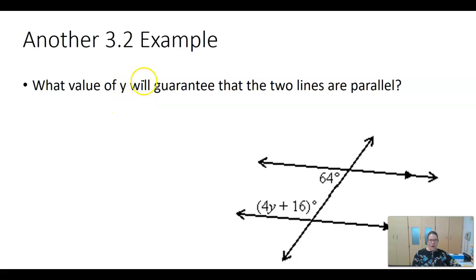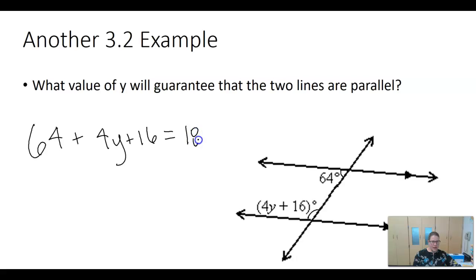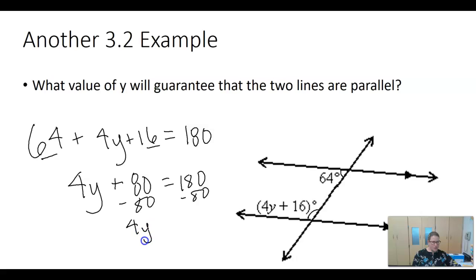All right, we want to find y that guarantees the lines are parallel. These two angles are consecutive interior or same side interior. So I'm going to add them together because they should be supplementary, meaning if I add them together, I should get 180. So solving this, first I'm going to simplify 64 plus 16. So 4y plus 80 equals 180. Subtract the 80 from both sides. So 4y equals 100. Divide by 4, so y equals 25.